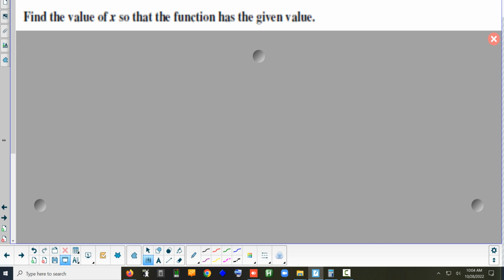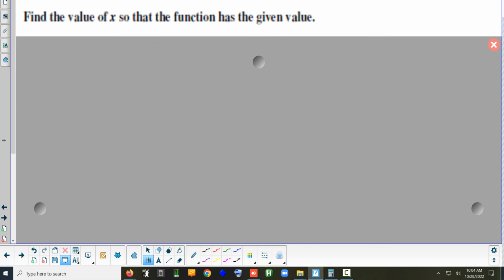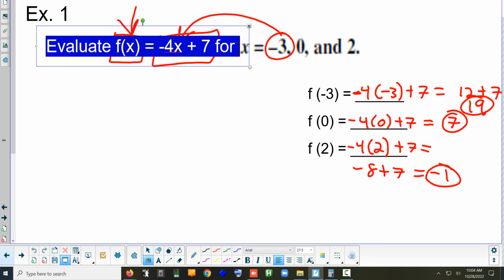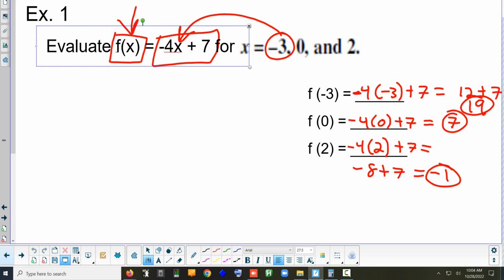So this one is example 2. It's at the bottom of your front page of your guided notes. And it's a little different than example 1. Example 1, they gave you a number for x and said to fill it in there. This time, they're going to give you something for this number, and you're going to fill it in here. So we're going to be filling in a number, but it's not going to be on the side with the x. It's going to be on the side with the f of x. So it's the other side.